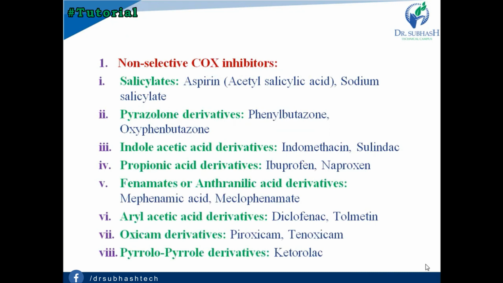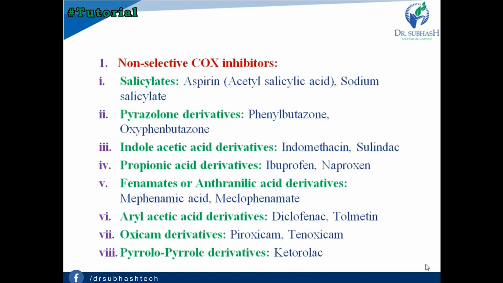First class is non-selective COX inhibitors, and in that there are 8 subclasses. First is salicylic acid derivatives, then pyrazolone derivatives, indole acetic acid derivatives, propionic acid derivatives, phenamates or anthranilic acid derivatives, aryl acetic acid derivatives, oxicam derivatives, and pyrrolopyrrole derivatives. You have to remember just these 8 subclasses, and from these subclasses you can easily remember the examples of the drugs.